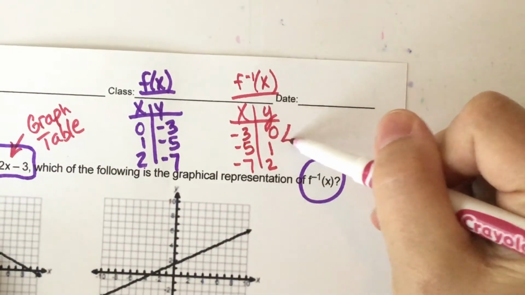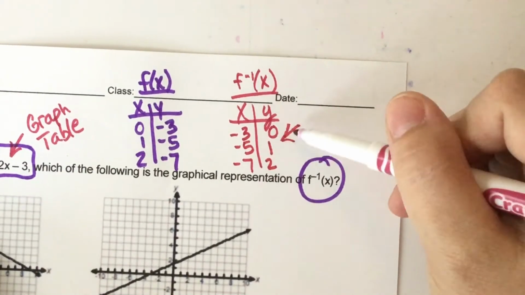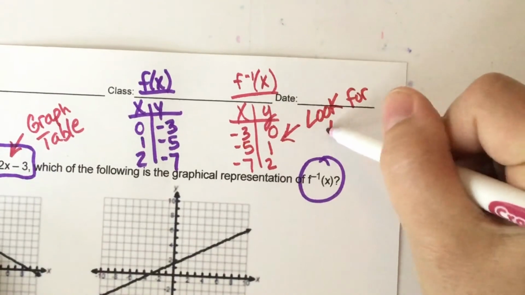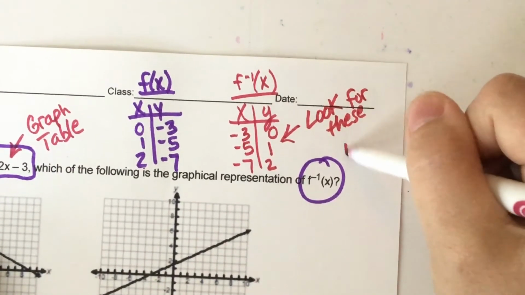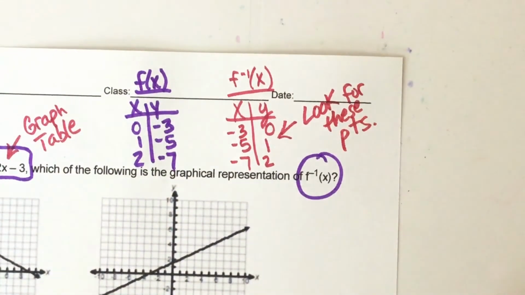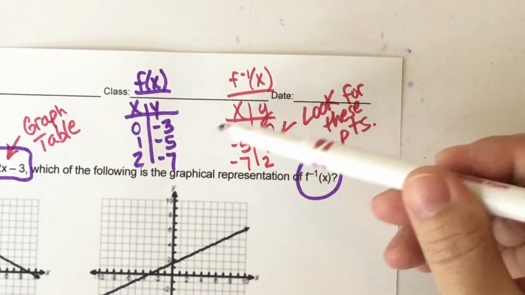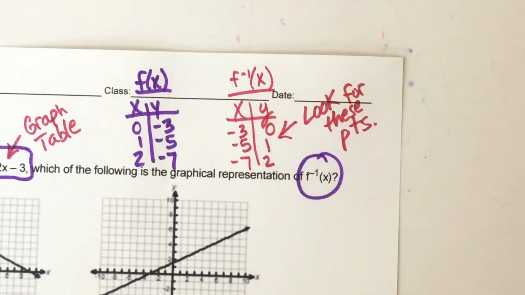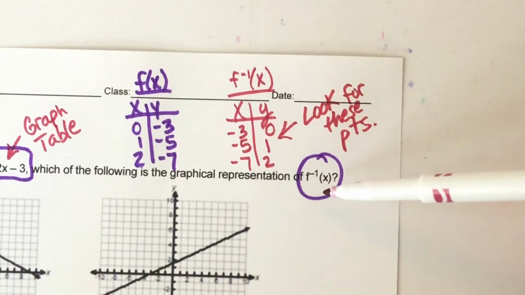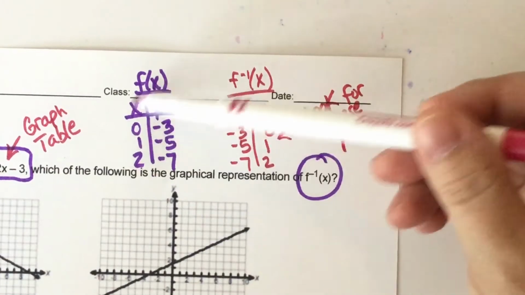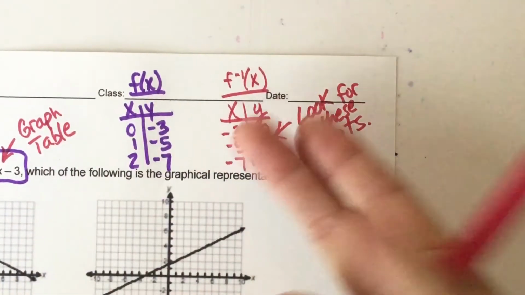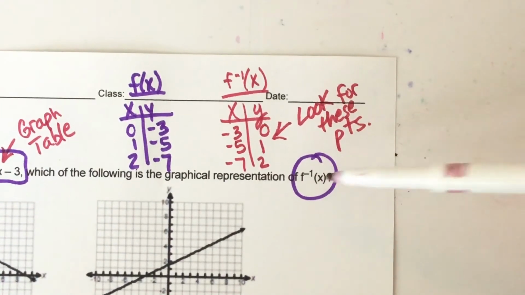So I'm going to look to see which graph plotted these right. Look for these points. So whichever graph plotted these points correctly will be our winner, winner, chicken dinner, because we're looking for the inverse of f of x. So I had to find the table of the original equation, then I had to flippity-floppity it all, and then now I'm going to look for those points.